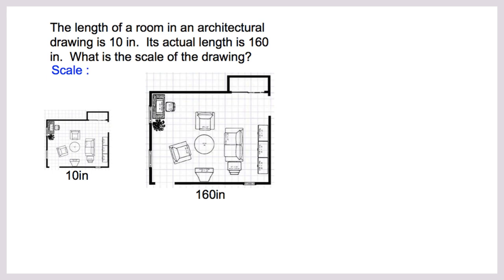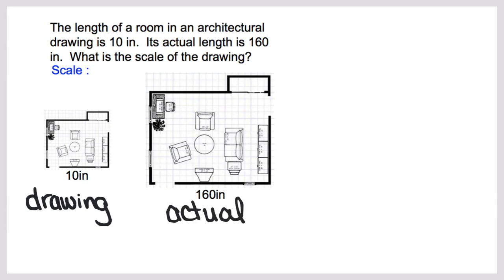It gave us an architectural drawing. We have the drawing on the left, and we have the actual room measurements on the right. We need to find the scale. So we're going to compare the drawing to the actual room. What's my first ratio for my drawing to the actual room? 10 over 160. Okay, 10 over 160.